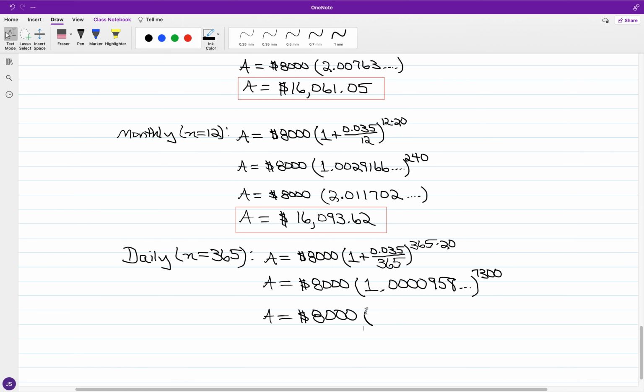And so for this number, we come out to about 2.0136. Multiplying by $8,000, to the nearest cent, we have right at $16,109.48.